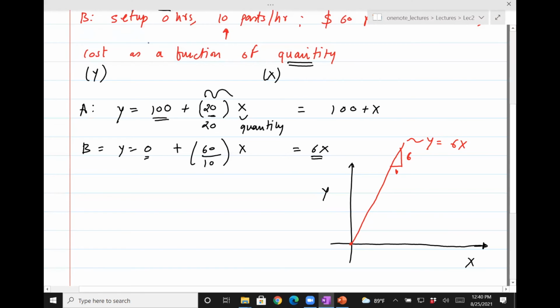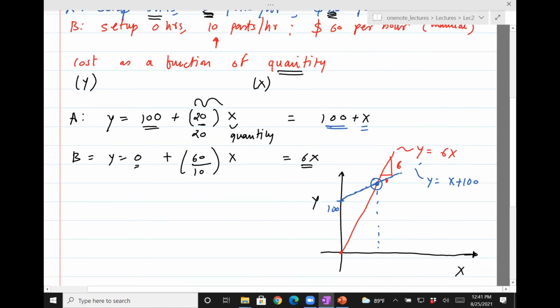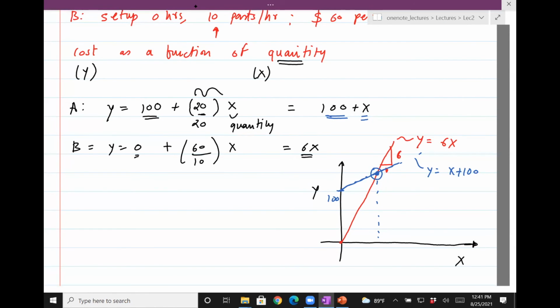If you look at the other line, which is Y equals 100 plus X, it starts off, so when X is 0, we have 100. And then it basically has a slope of 1, right? It's because the coefficient in front of X is 1. So it will be like a 45-degree line, like this. Okay, so this point where the line for A and the line for B meet is called a break-even point.